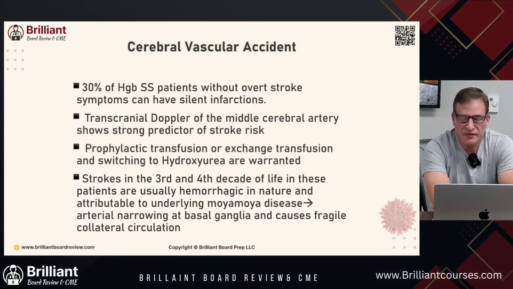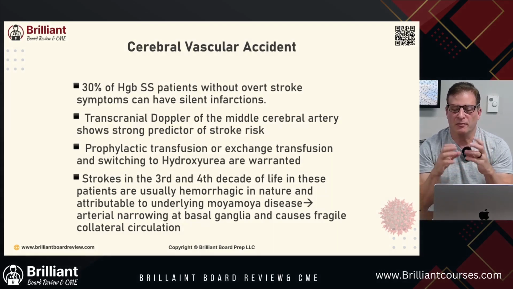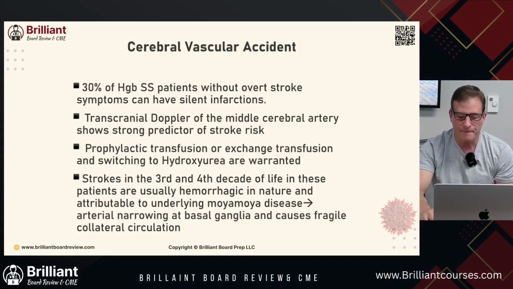Strokes in the 3rd and 4th decade of life are usually hemorrhagic in nature and attributable to underlying moyamoya disease. Moyamoya disease, and we'll talk about this, is arterial narrowing at the basal ganglia causing fragile collateral circulation. Moyamoya disease is a chronic progressive cerebrovascular disorder characterized by stenosis or occlusion of the terminal portion of the internal carotid arteries. The term moyamoya refers to the angiographic appearance of these collaterals, which resembles a puff of smoke, which in Japanese is moyamoya, puff of smoke.